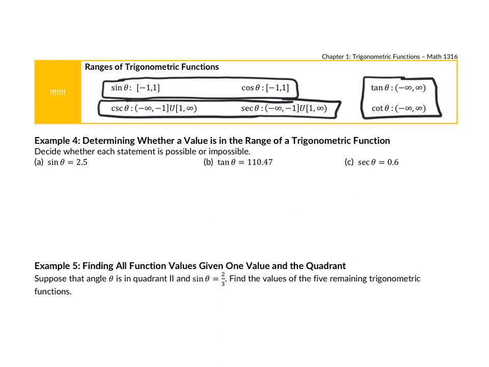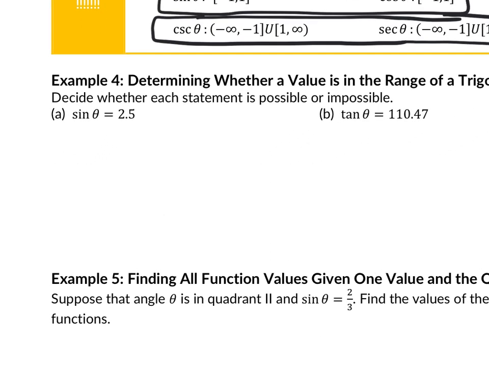So for number 4, part A, it says to decide whether each statement is possible or impossible. Sine of theta equal 2.5. Is that possible or impossible? Well, we know that the range of sine is only between -1 and 1. Is 2.5 within that range? No. So this is going to be impossible. Because 2.5 is outside of the range of -1 to 1.